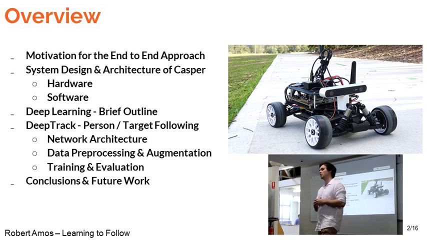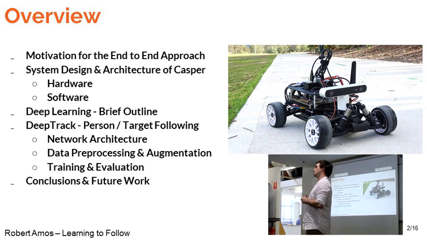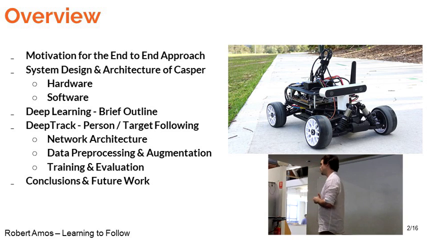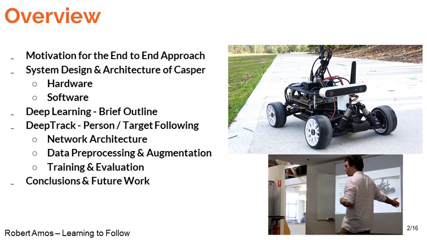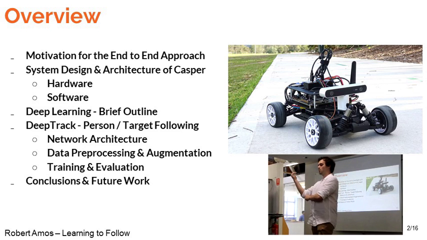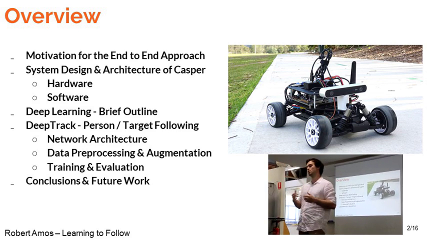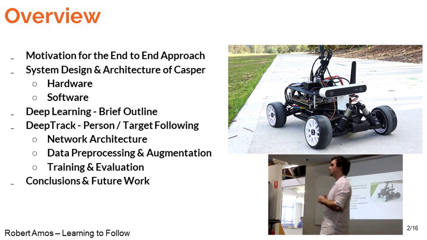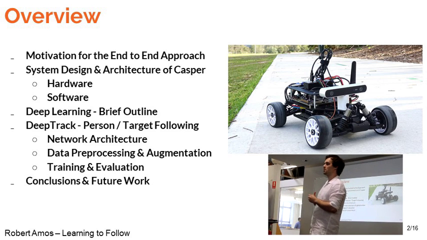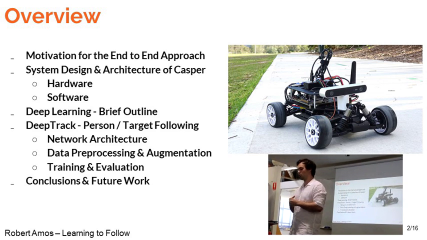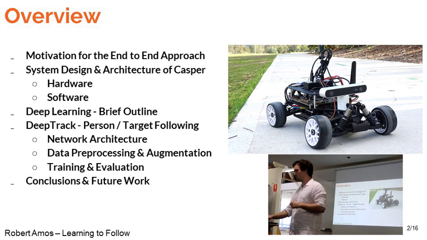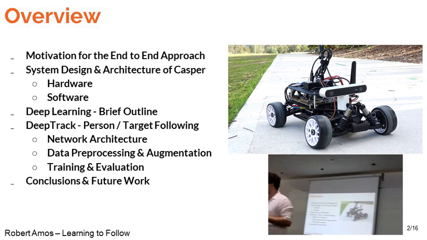I'm going to start off by providing some motivation for the end-to-end approach undertaken for the person following problem. I'm also going to outline the system architecture and design of the Casper platform, which is this robot over here. Then I'll give a brief overview of the deep learning methodologies that were utilized in the development of my end-to-end person following model, which was called DeepTrack, for which I'll then outline the model architecture, as well as the data pre-processing and augmentation techniques that were utilized to train the model, and also the training and evaluation of that model. I'll finish up with some conclusions and areas of future work.